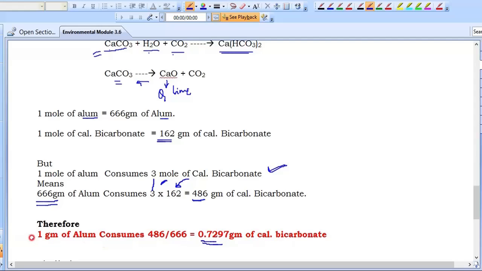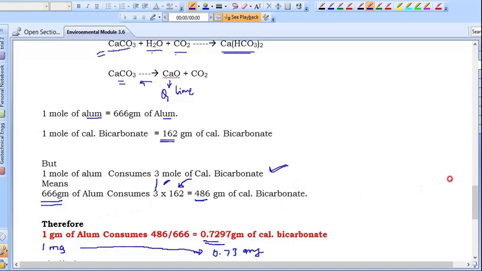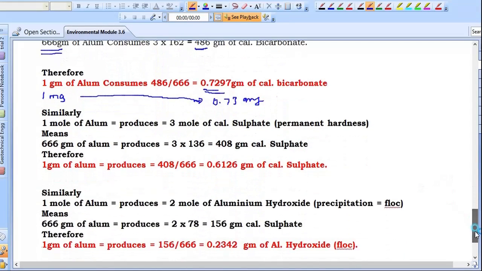Now you got it: 1 gram of alum means 0.7297 gram of calcium bicarbonate. Now you can write it like this also: 1 mg of alum means what? That is also again 0.73. So 1 mg of alum consumes 0.73 mg of calcium bicarbonate. Similarly, this is a very important statement. This I can directly use in the calculation.